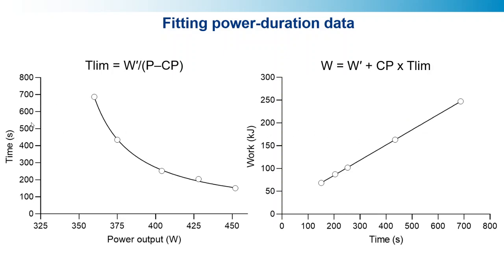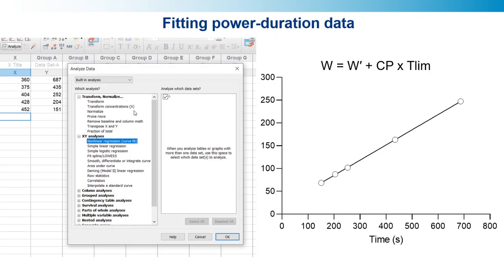But here we have the hyperbolic function, so we've got time on the y-axis because it is the dependent variable, so time to exhaustion, and then we have power output on the x-axis. How do we fit this particular nonlinear model? Well, you can use SPSS or SAS. You could probably use Minitab, although I've never tried it. What I've done is use GraphPad Prism.